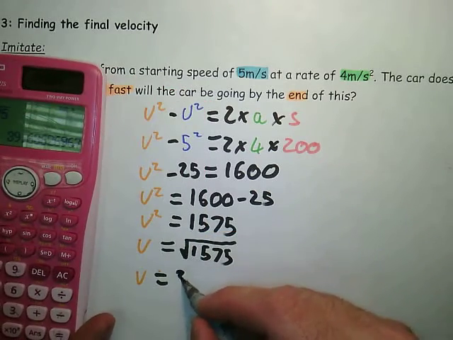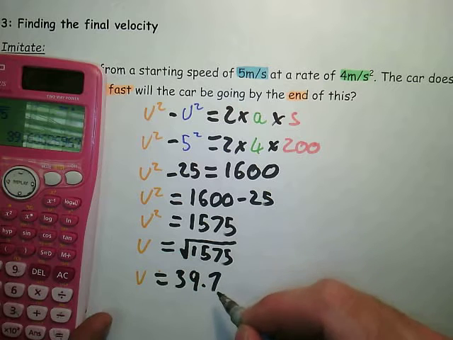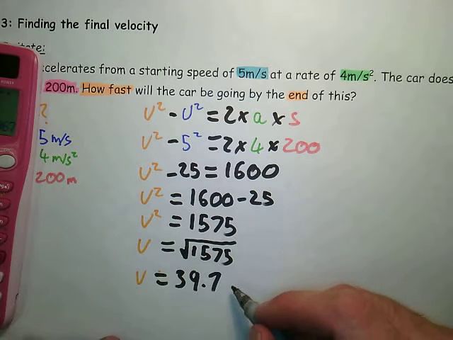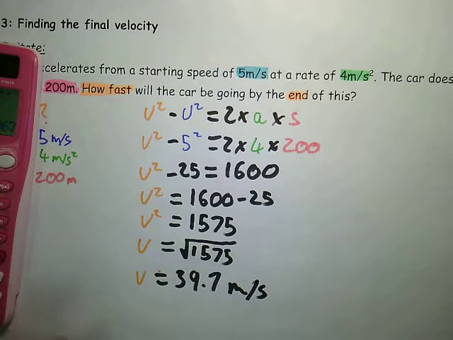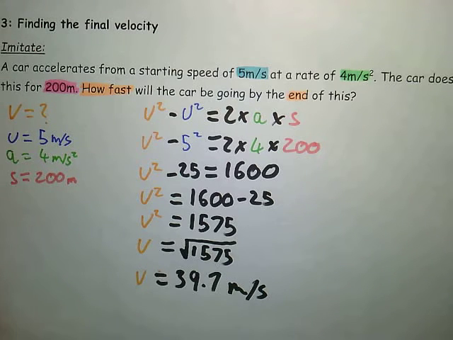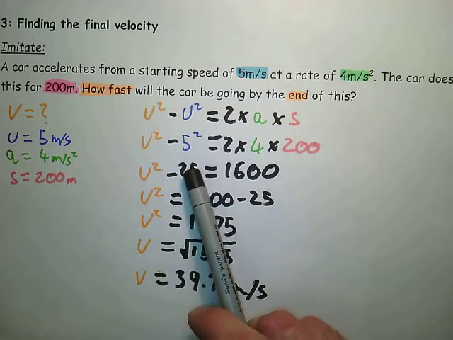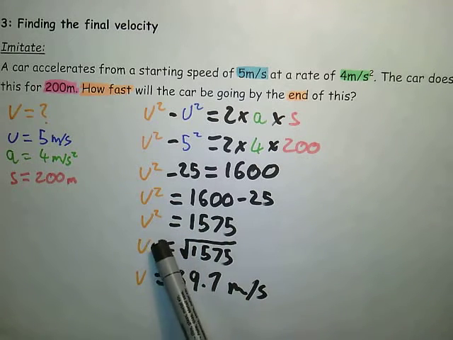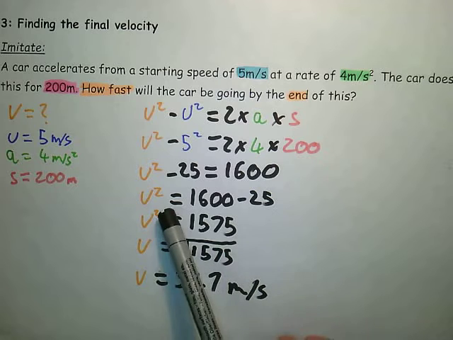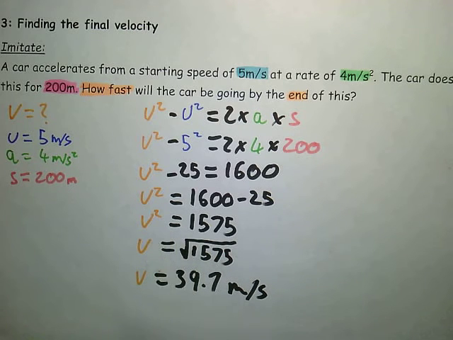Okay, so 39.7, and that is going to be meters per second, the units. So similar again, only difference is moving this over here, so it's not timesing and dividing opposite this time, it's plusing and minusing, and at the end we have got to square root because of the v squared. Yeah. Okay.